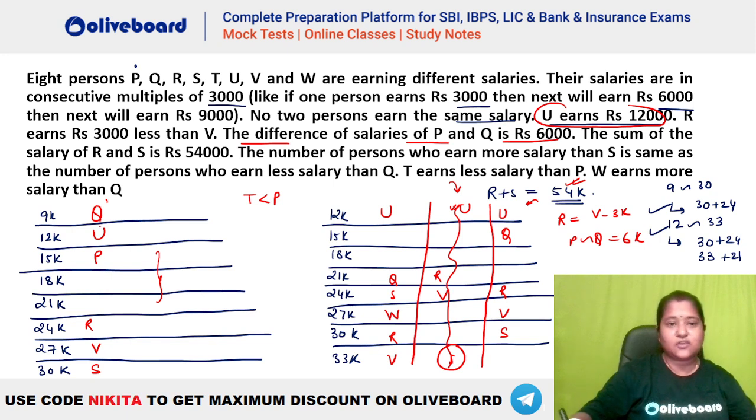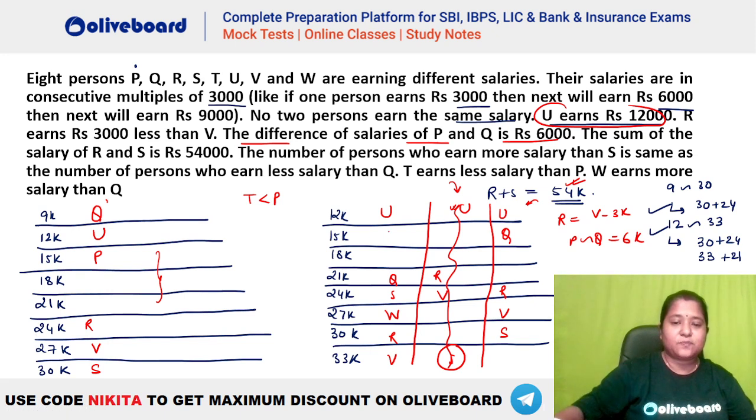So you can see P and Q will be something like this. In this case, you can see Q is 21K. So P has to be either 21 plus 6, that is 27, which is already taken by W, or 21 minus 6, that is 15k. So this will be your P here. That is absolutely okay. So this person will be your P here.